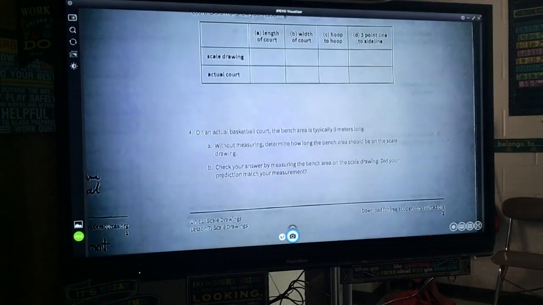Wait, the width of the court. So the width would be like right here. So what would be the measurement? No, I'm pretty sure the width of the court would be... Okay, so what would it be? Almost at half. Okay. Almost 3.5. So what would be right? 3.5? We're not checking right now. Wait, measure it again.